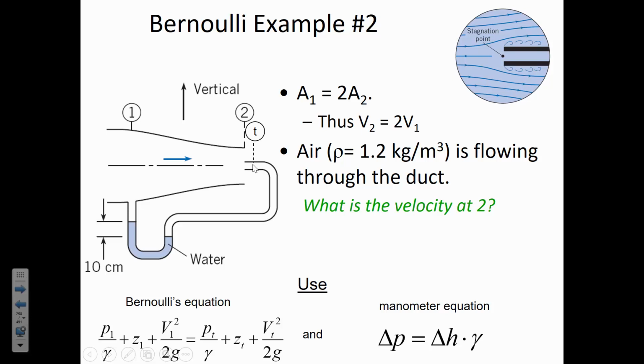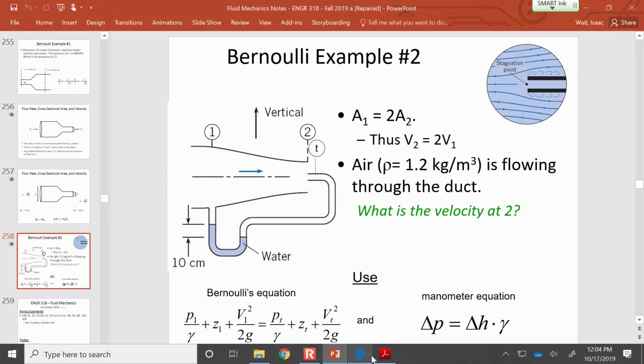Because at location T, there's no velocity. And so that's eliminated one of the unknowns that we had. Remember, at location 2, we didn't know the velocity, and we also didn't know the pressure. But at location T, we know the velocity is 0, and we know the change in pressure between 1 and T. So in other words, this delta P that we calculate with the manometer equation is P sub T minus P1. So if we rearrange the Bernoulli equation to have P sub T minus P1, then we can use the change in pressure that we calculated with the manometer equation.